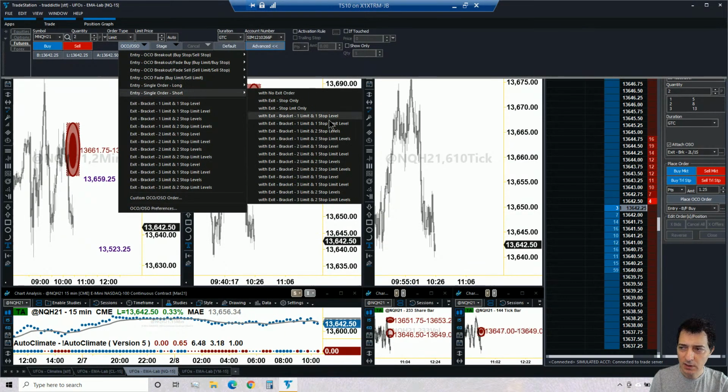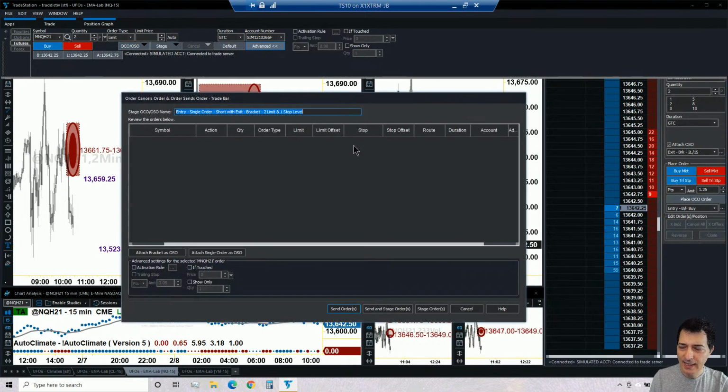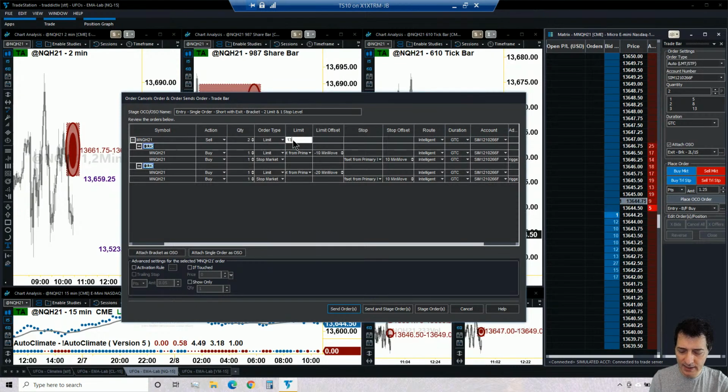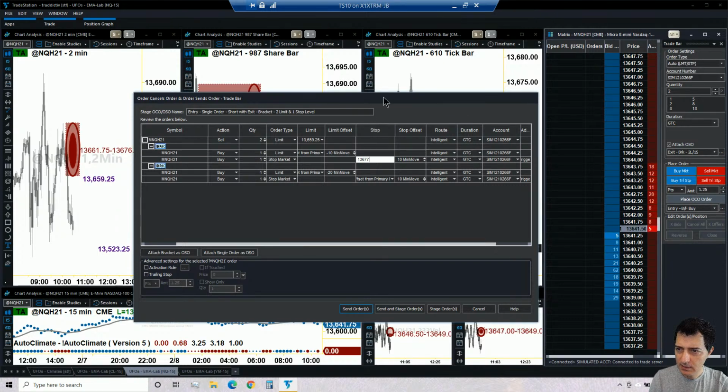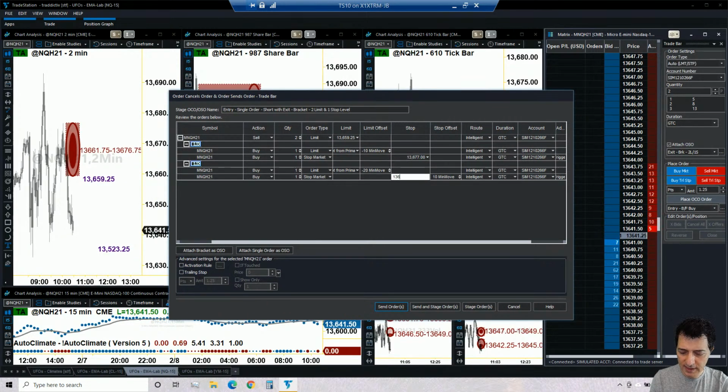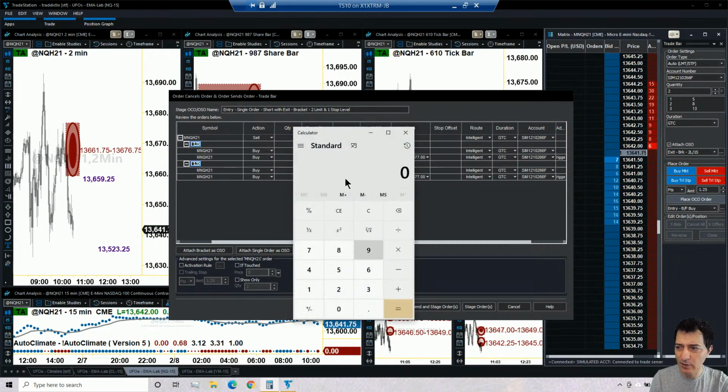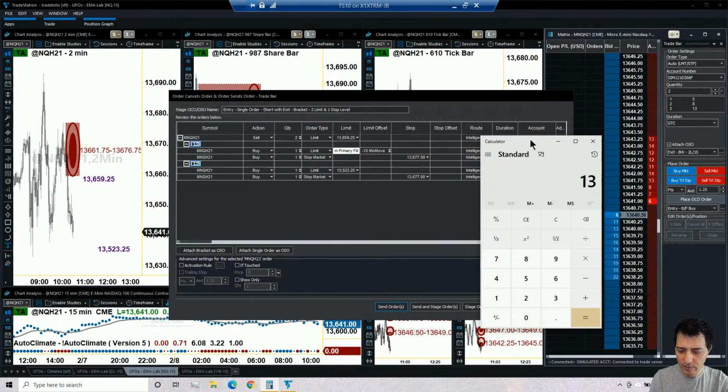OCO OSO to short with 2 limits and 1 stop. The entry, as we said, would be 13,659.25. The stop, 13,677. And then the final target, 13,523.25. The one thing I need to calculate is the safety target, and for this I will need a calculator. I'm going to calculate the distance between 13,677, which is my stop, and the entry, which is 13,659.25. Oh, I didn't do it right. So 13,677 minus 13,659.25. Here we go, now I did it right.